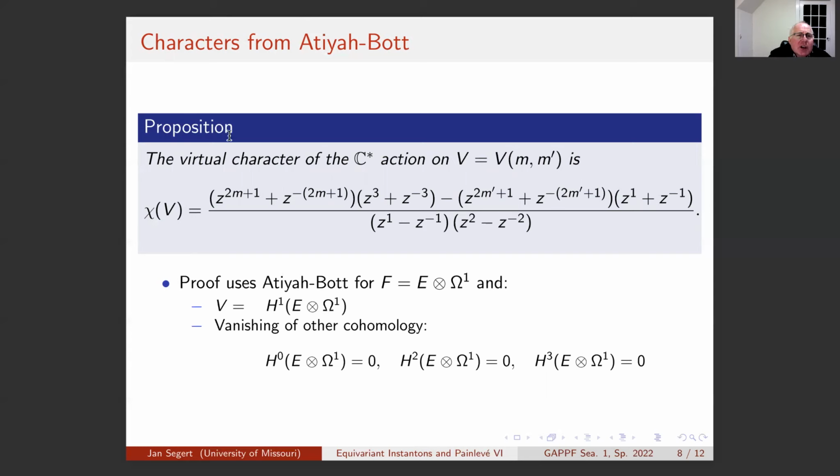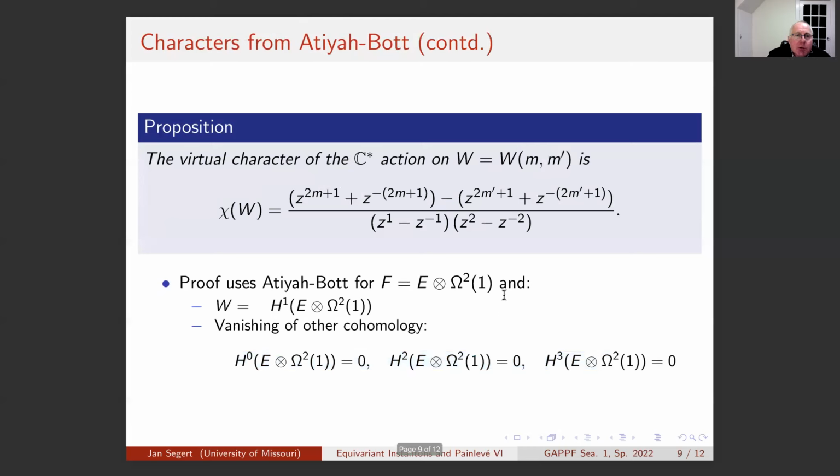So here's what Thiebaud gives you for the V vector space in the monad construction. It gives you this character, which depends on M and M prime. You compute this with a Thiebaud fixed point formula for this bundle, and you use the fact that V is the first cohomology of that, and all the other ones cancel. So up to a sign, which you easily fix, the Thiebaud fixed point theorem gives you the character on V, because all the other terms in the alternating sum vanish. So up to a sign, this and V have the same character, okay?